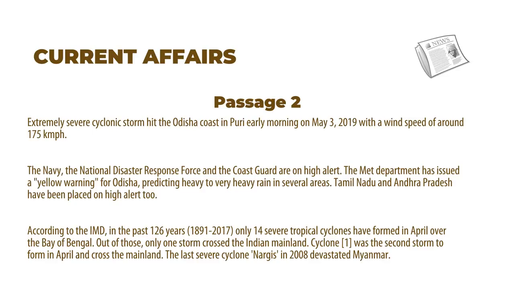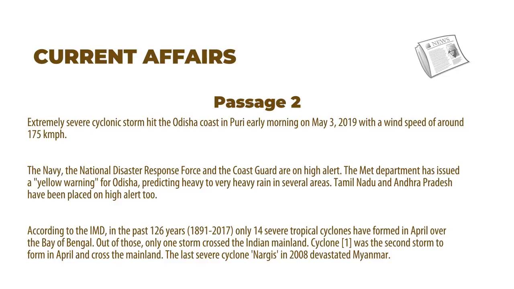According to the IMD, in the past 126 years, only 14 severe tropical cyclones have formed in April over the Bay of Bengal. Out of those, only one storm crossed the Indian mainland.